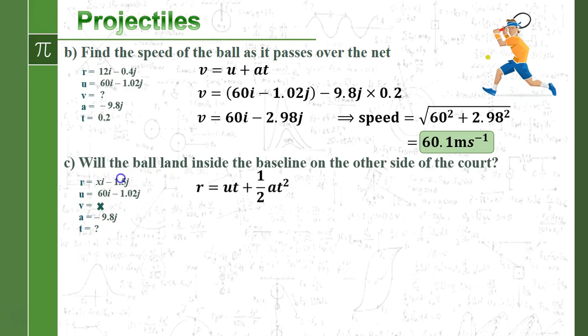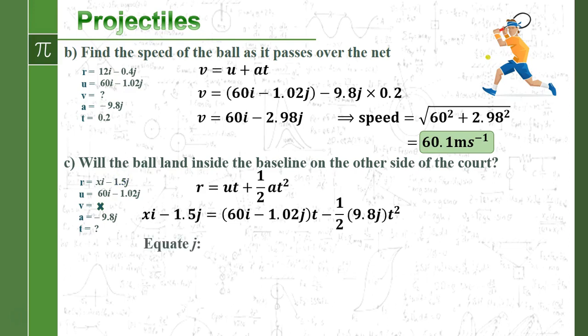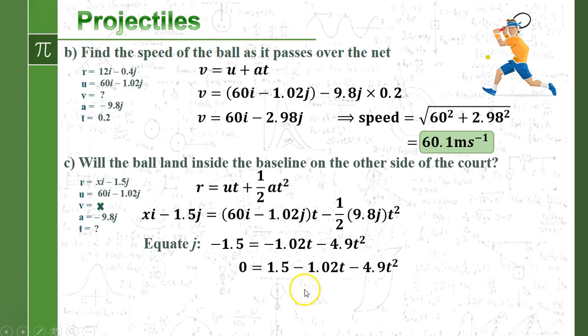So let's go for our displacement, plug it all in, and from here we can again use this idea of equating coefficients, because if we can find the time at which it hits the ground on the other side of the court, then we'll be able to work out what our x component is going to be. So we have minus 1.5 equals minus 1.02t minus 4.9t squared. That gives us a quadratic, which we can solve. We've got a negative solution here, so that's clearly not what we need at all. So we've got our value for t.